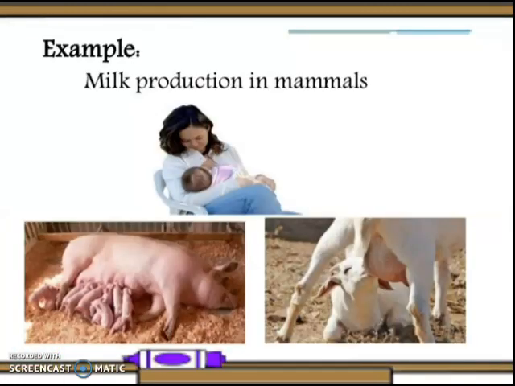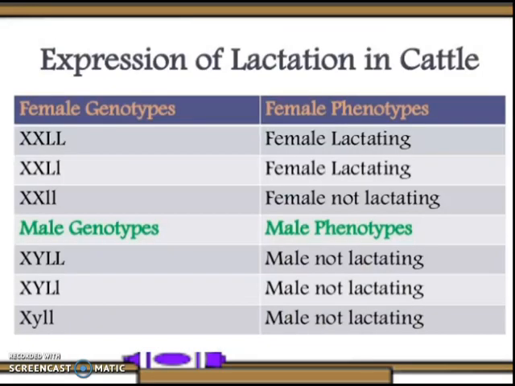In this picture, it shows the milk production in mammals, wherein it can only be expressed in females. The table shows the expression of lactation in cattle. The first column shows the female and male genotypes, and the second column shows the female and male phenotypes. Homozygous dominant means female lactating, heterozygous means female lactating, and homozygous recessive means female not lactating.